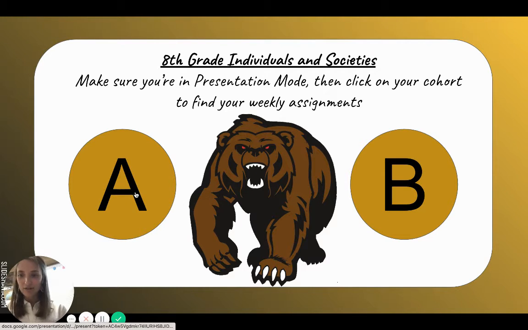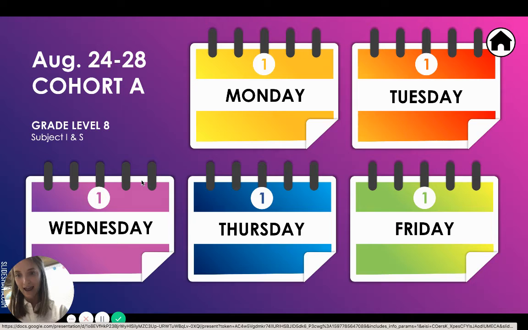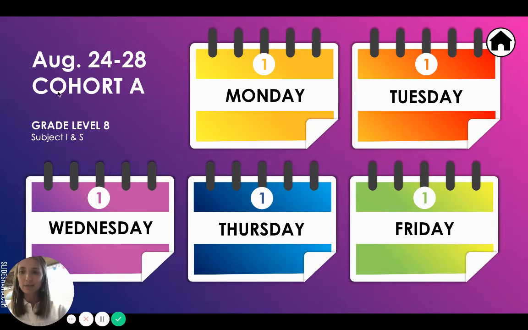So let's just say, for the sake of this example, that I am in cohort A. I'm going to click on A, and it's going to take me to the cohort A homepage. Once I'm here, everything is laid out for me by the day of the week. So Mondays are going to recap the work that cohort A did in class on Monday.